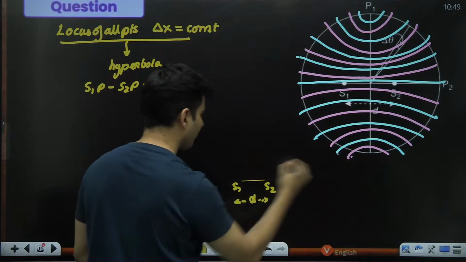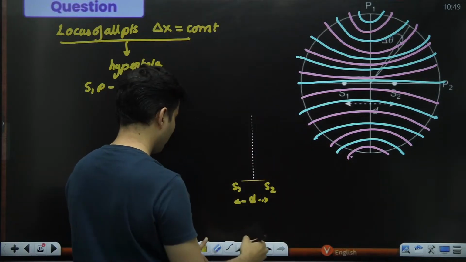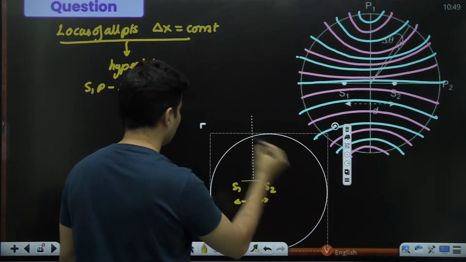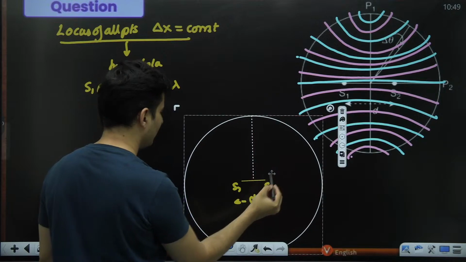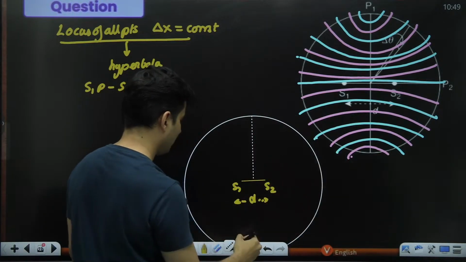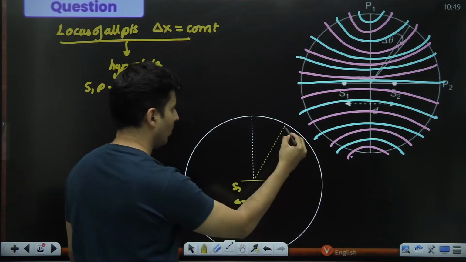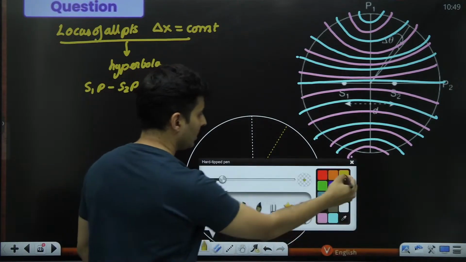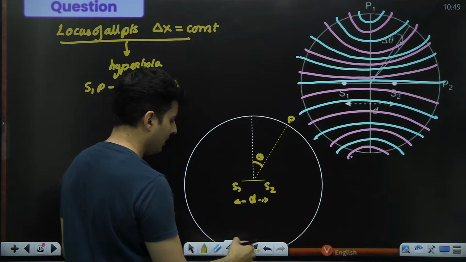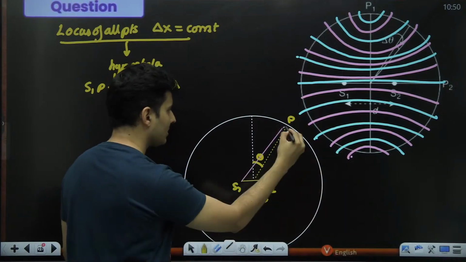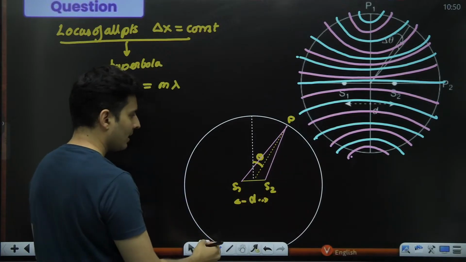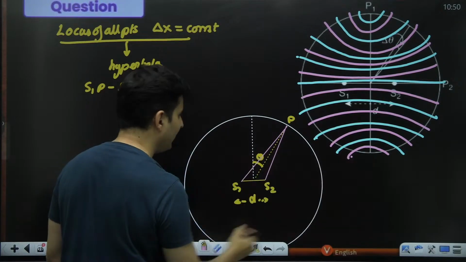If I draw a line like this, and you are considering this particular circle like that, and you go to any point over here, some random point, let's say this is angle theta. Now, if you try to measure the path difference for the rays which are coming and meeting over here, well, this is like your Young's double slit experiment.